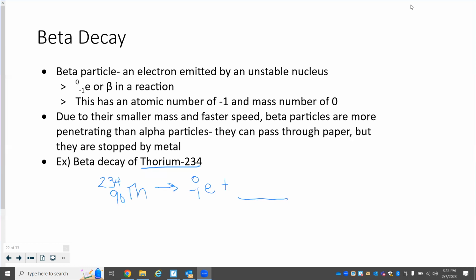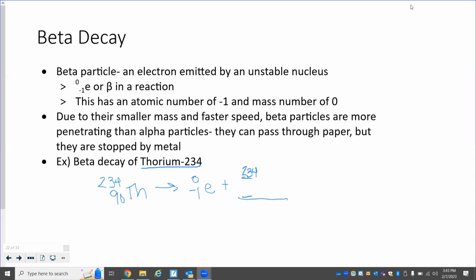I will tell you, if you miss one balancing it, it will be a beta. Beta tends to trip people up when they're finding the atomic number, especially. So let's find our mass number, our atomic number, and our symbol. Looking at mass number first, on the left, our mass number is 234. So on the right, our mass number also needs to be 234. So we look at what plus 0 gives us 234. Remember we said the mass does not change, so that mass number stays 234.